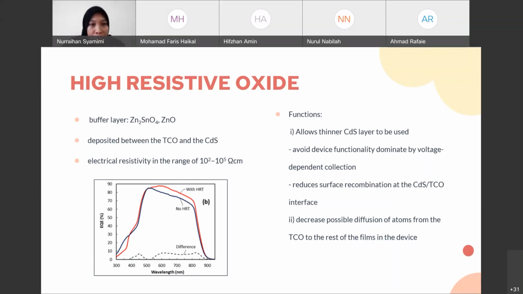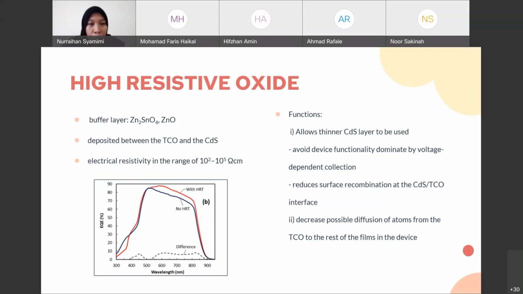Next is high resistive oxide, a buffer layer with electrical resistivity in the range of 10^2 to 10^5 ohm centimeters. It is usually added in the cadmium telluride solar cell technology.